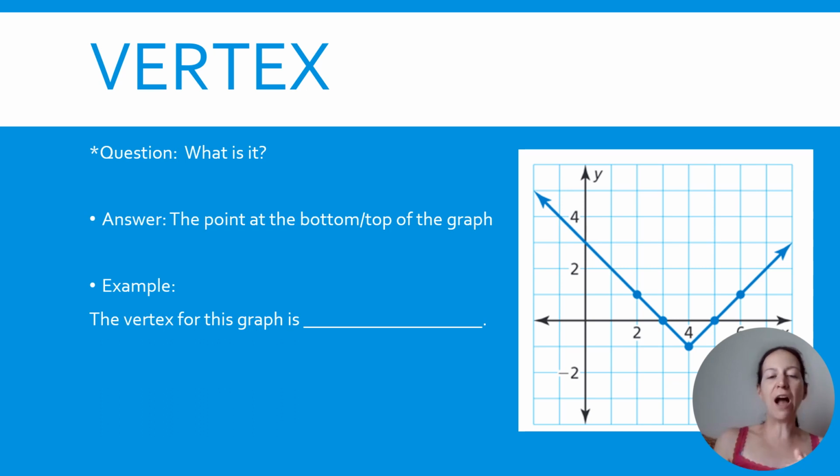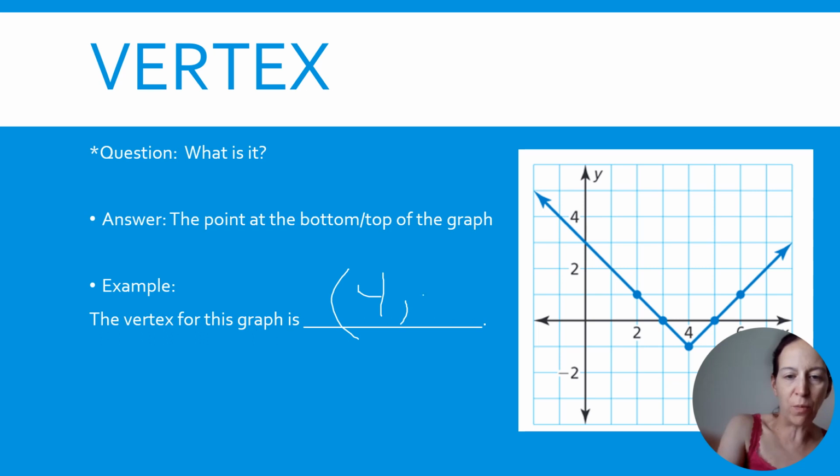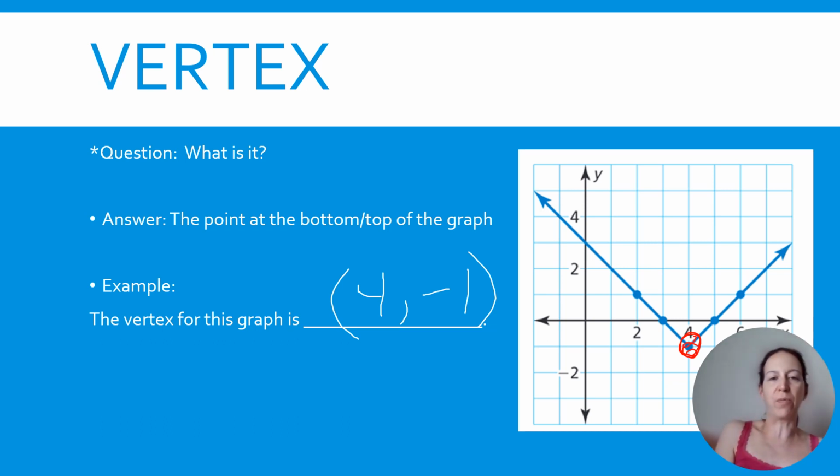So actually, I'll wait for a second. I want you to consider what the vertex of this particular absolute value function is, and then I'll go ahead and fill it in. Okay. So the vertex for this, the x coordinate would be 4 and the y coordinate would be -1. And we'd be looking at that point right there. Okay. That's the vertex of the parabola.